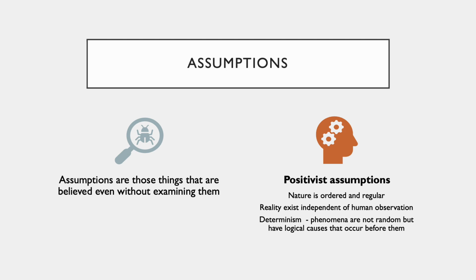Assumptions are those things that are believed to be true without verifying them to be true. Not surprisingly, the assumptions for the different paradigms are often different. This, in turn, influences the type of research question. For example, nature is ordered and regular. Reality exists independent of human observation. In determinism, you might say phenomena are not random, but rather they have logical causes that occur before them.